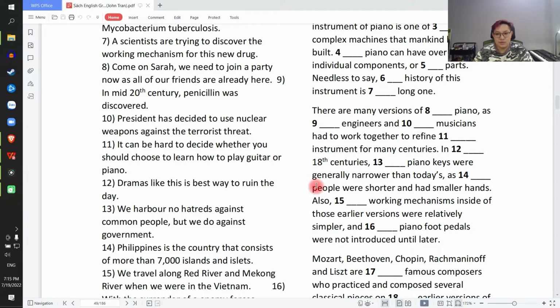Piano keys were generally narrower than today's, as people were shorter. People in general. We don't want to talk about any particular people, so here, no articles.